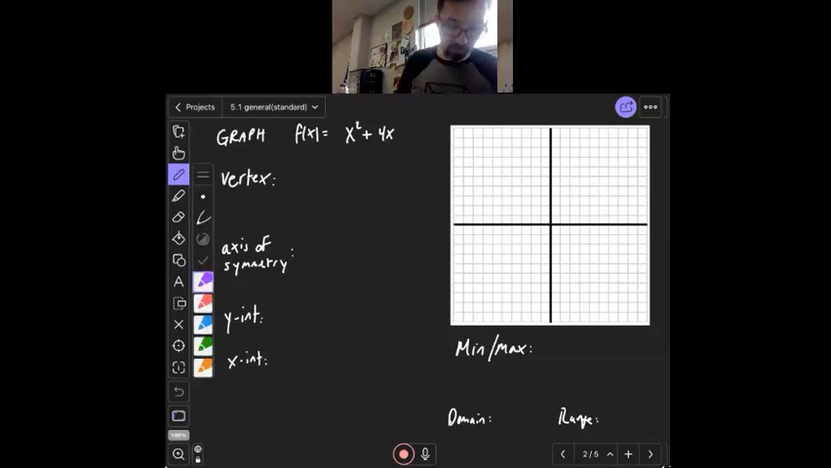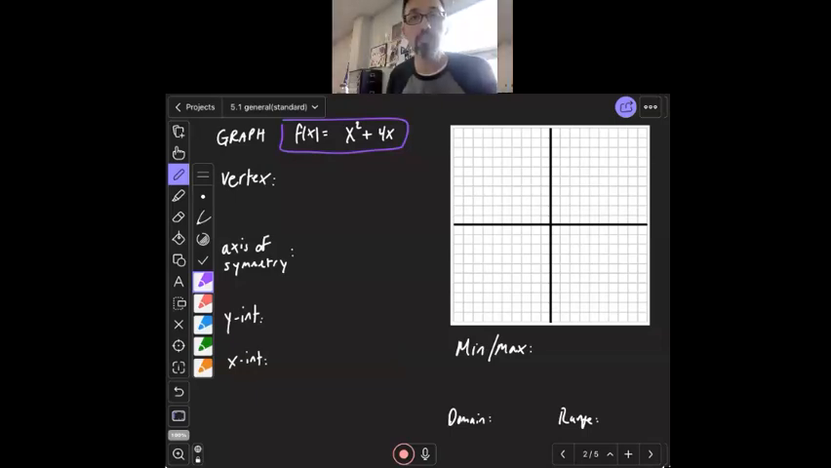But here's the function that we're going to graph. We're going to find its vertex, its axis of symmetry, its y-intercept, its x-intercepts, its min, its max, its range, and domain. I don't know if you guys need any time to get yourself set up. If you need me to wait a minute, or if you're ready to go. We're just good to go.